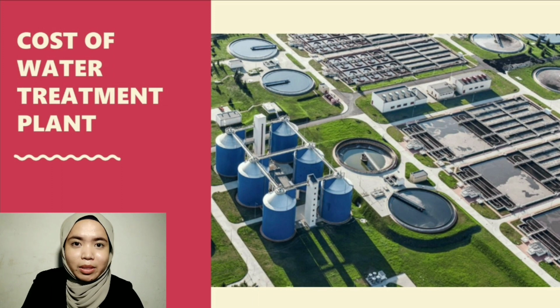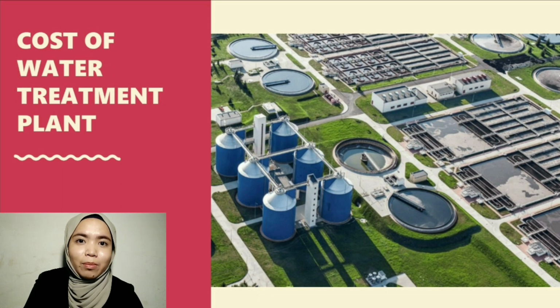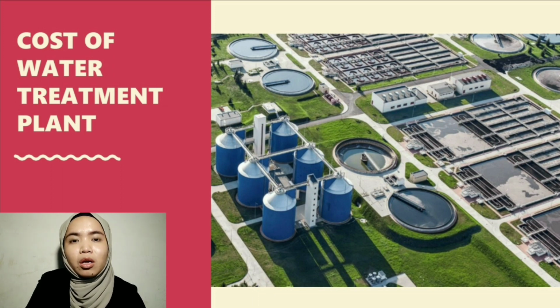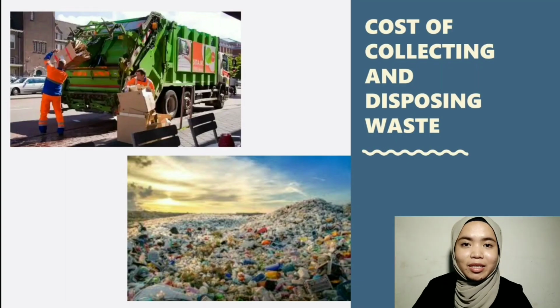Moving on to the next example of cost impact on environmental costs, which is the cost of a water treatment plant. This cost is incurred by companies that decide to construct their own water treatment plant. This is where the company will treat the water waste from their factory so it can be reused and recycled for the company's usage. Moving on to the last example, which is the cost of collecting and disposing waste. Companies have to incur costs paying a waste management company to collect and handle their wastage on their behalf.